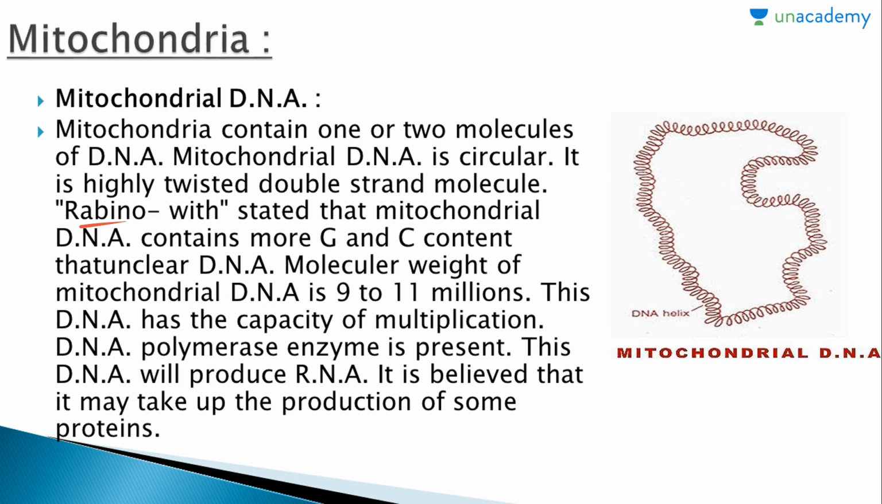Rabinowitz stated that mitochondrial DNA contains more G and C content, that is guanine and cytosine content, than nuclear DNA. The molecular weight of mitochondrial DNA is about 9 to 11 million. This DNA has the capacity of multiplication. DNA polymerase enzyme is present. This DNA will produce RNA. It is believed that it may take up the production of some proteins also. That is why it is found in the mitochondria.